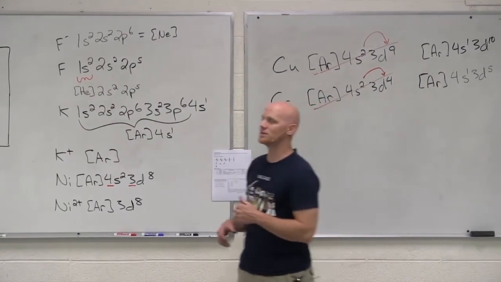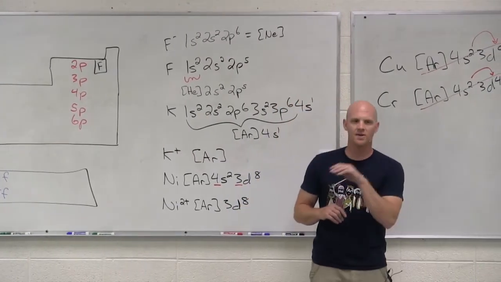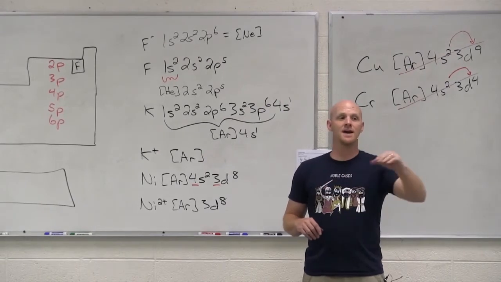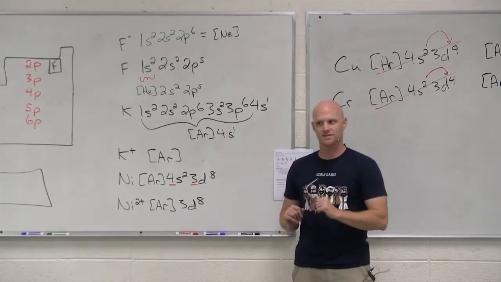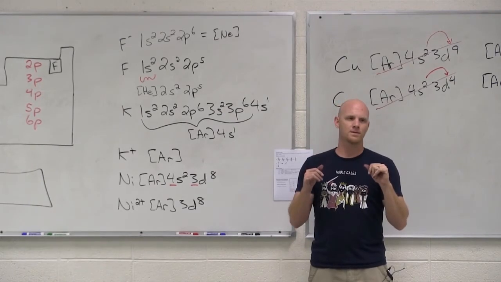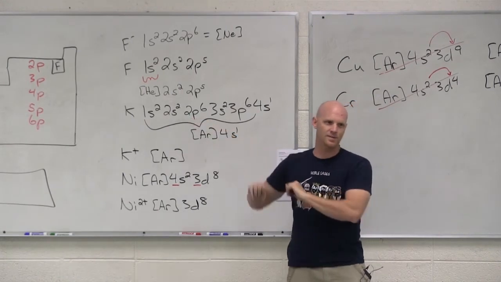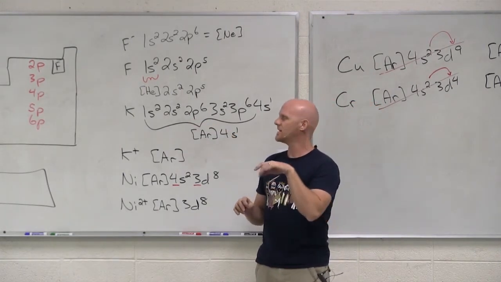In the first shell, all you have is the S. In the second shell, you have S and P. Third shell, S, P, and D. Fourth shell, S, P, D, and F. Fifth shell, S, P, D, F, and G, but we don't have any stable elements sitting there. Again, we know they exist, but we don't have any stable elements for them. But we could excite electrons up into them. So we do know they exist.